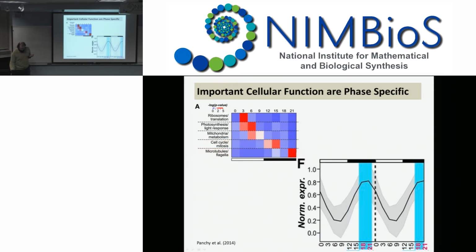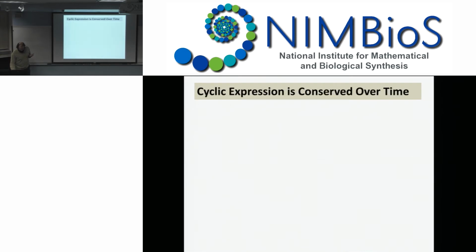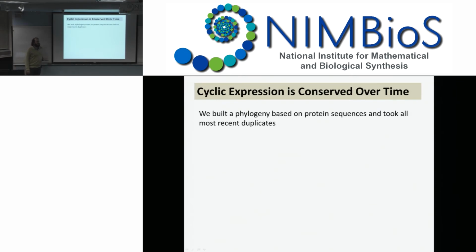And now one final piece showing the significance of these identified patterns before we get into their regulation. We looked at the evolution of cycling by building a phylogeny of genes in Chlamydomonas, picking out basically the leaf pairs where we could find them, and looking at whether or not both genes cycled, didn't cycle, or were mixed.